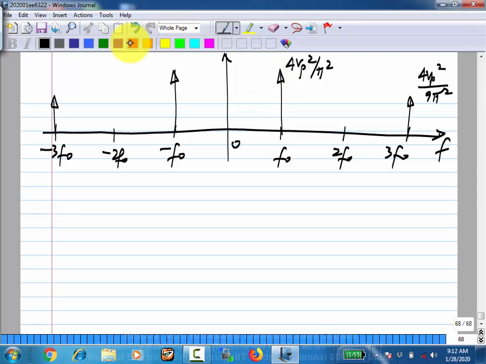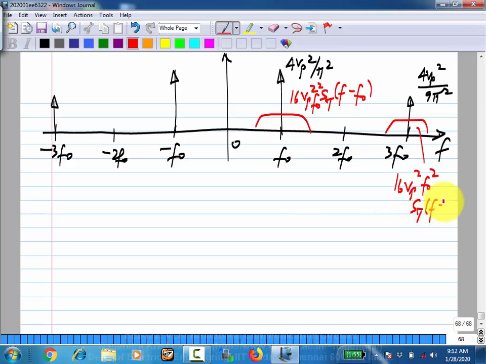Okay. Now around this, you will have a copy, and that copy is basically 16 Vp square, what is it, F naught square S tau of F minus F naught. Similarly, here you will have the same copy. This will be 16 Vp square F naught square S tau of F minus 3 F naught and so on. Okay.